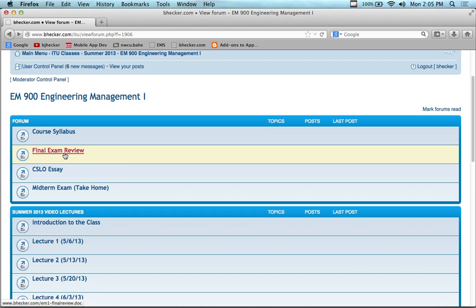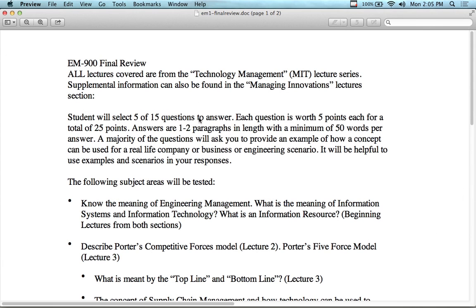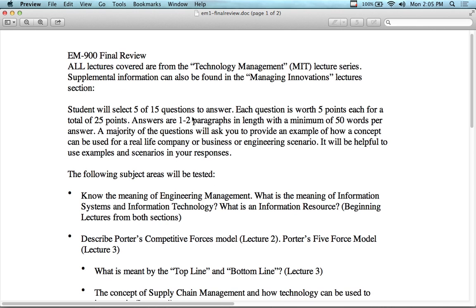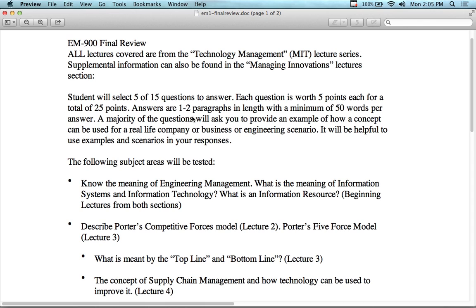This one here is called Final Exam Review. It's a Microsoft Word document. If you click on it and open it up, it looks like this, and it says EM Final Exam Review. So as promised, I've gone through all of the lectures that we went through, and I've picked out and told you which lecture to look at. Because we don't have a book for this course, this is your required reading.